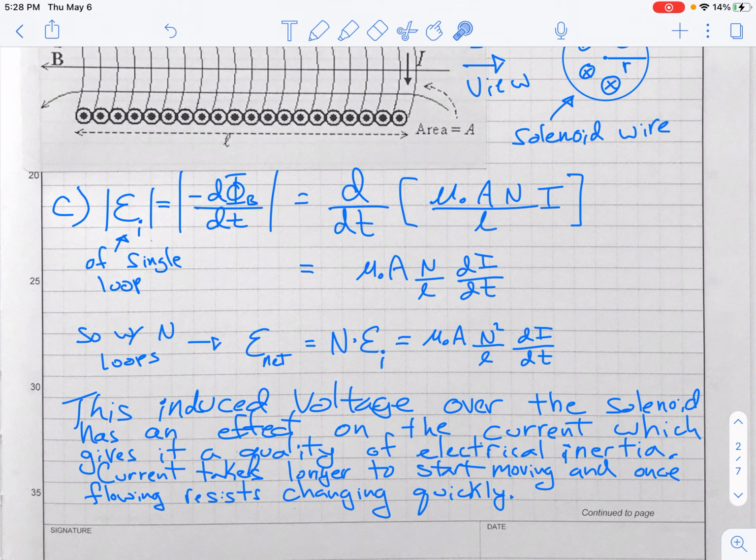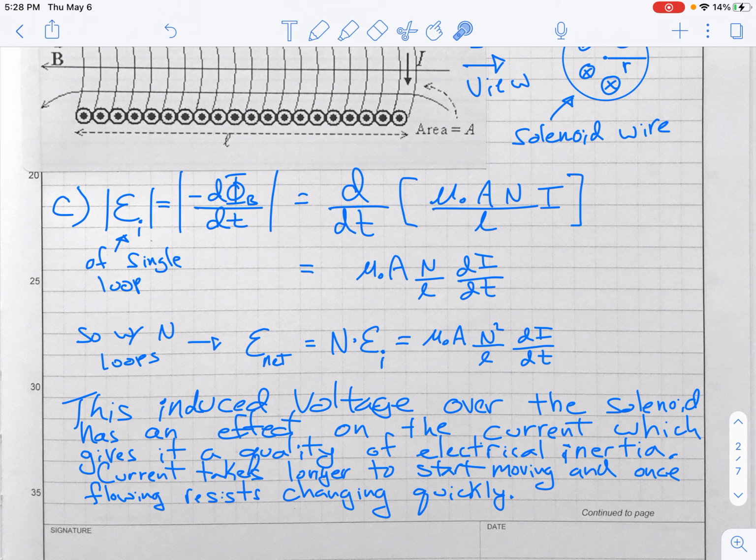Typically, current changes very quickly. You throw a switch, it's automatically on, nearly instantaneously. But with an inductor, when you first flip the switch, you're going to have a voltage build up across the inductor, and that's going to prevent current from starting to flow as quickly as it normally would. It starts flowing, just not as quickly as it normally would.